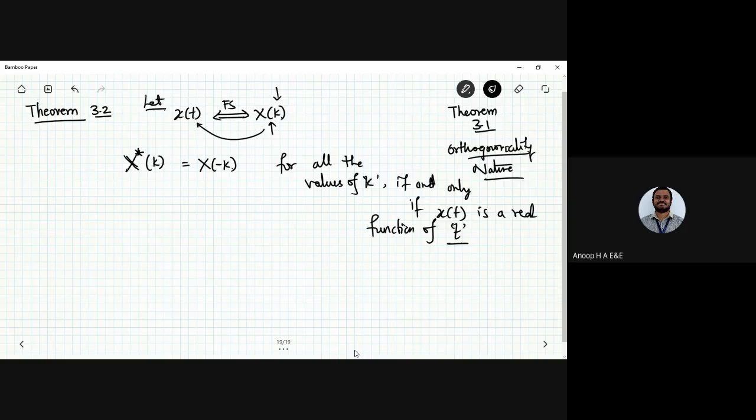So what you are going to get is the complex conjugate x star of k, which would be equal to x of minus k for all the values of k, if and only if x of t is a real function of t. So if x of t is a real function of t, then x star of k would be equal to x of minus k. See to it that you carefully look into this theorem. Let me start with the proof here.